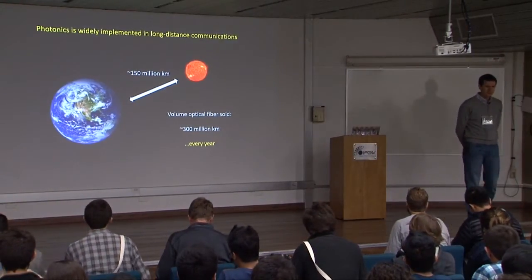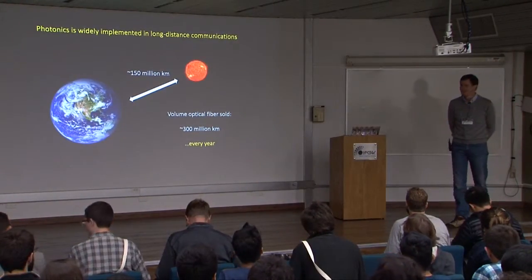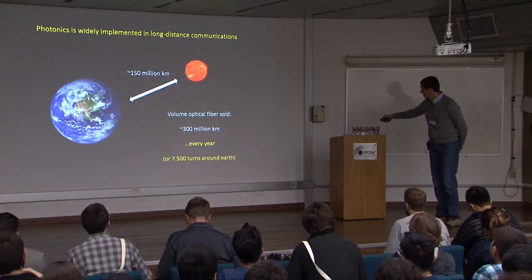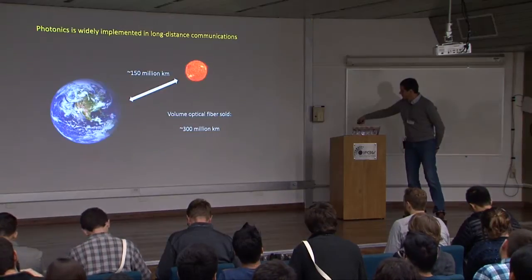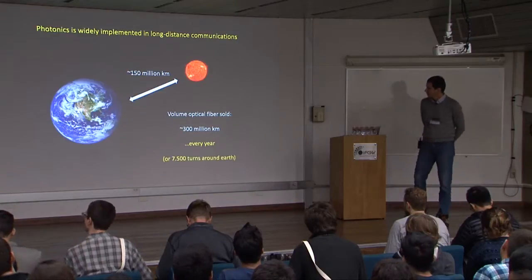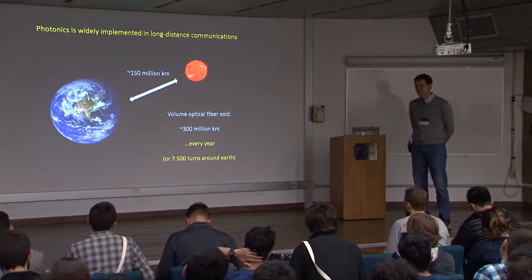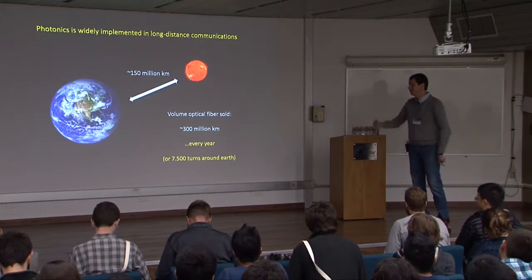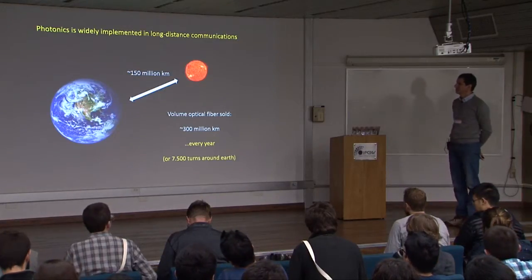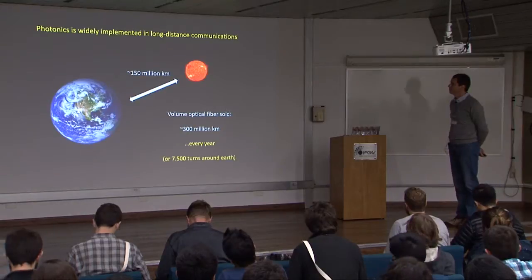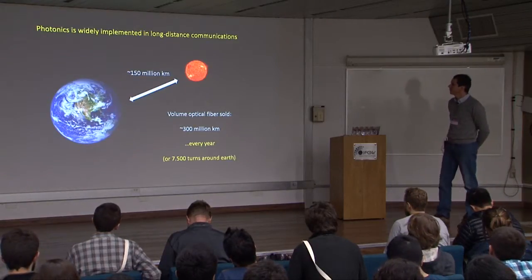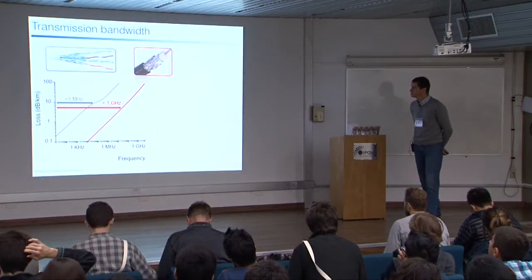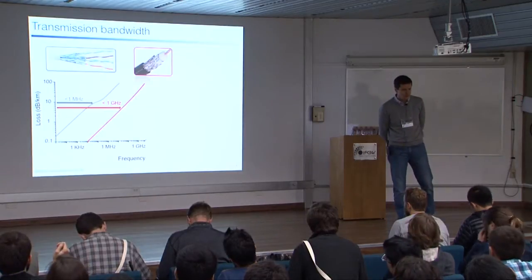Does that ring a bell? That's a lot of fiber, right? It's about 7.5 thousand turns around the Earth every year of fiber. So this is to connect everybody's homes and so on and so forth. So it's widely implemented. Why is it that photonics is useful for communication?